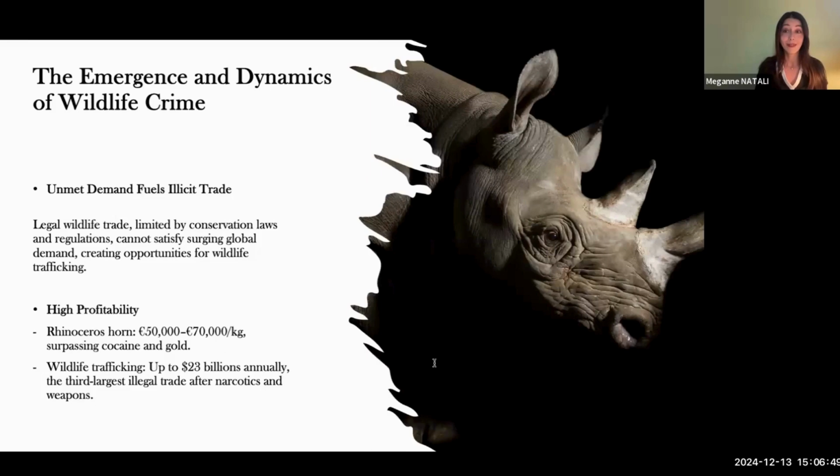Indeed, the legal wildlife trade, constrained by conservation principles, environmental regulations, and economic frameworks, has struggled to meet burgeoning demand. This unmet demand has created a fertile ground for the proliferation of wildlife trafficking, which thrives on its adaptability and high profitability. This illicit trade, for instance in rhinoceros horns, demonstrates the historic economic allure, with prices surpassing those of cocaine and gold, reaching like 50,000 or 70,000 per kilogram. The broader financial scale of wildlife trafficking is estimated at up to 23 billion annually, making it the 3rd largest illegal trade worldwide after narcotics and weapons.